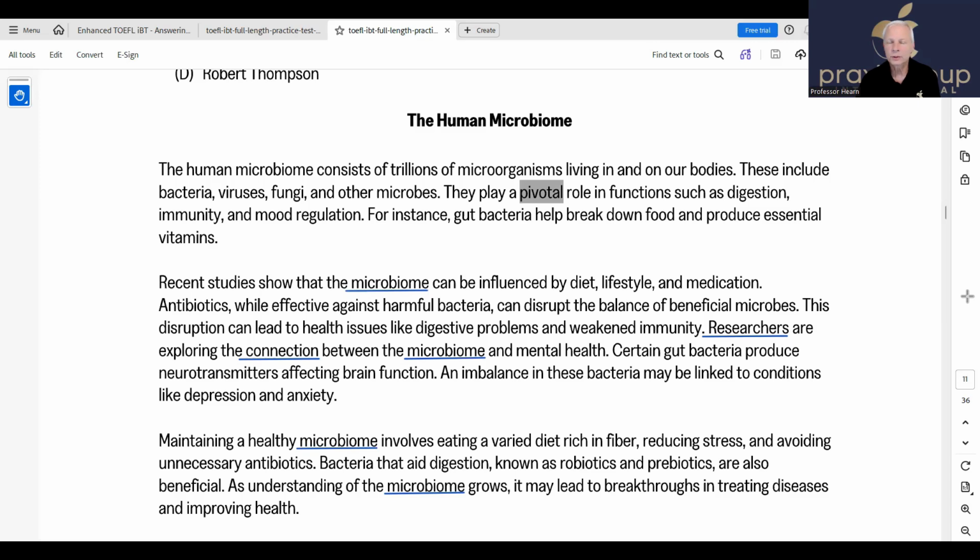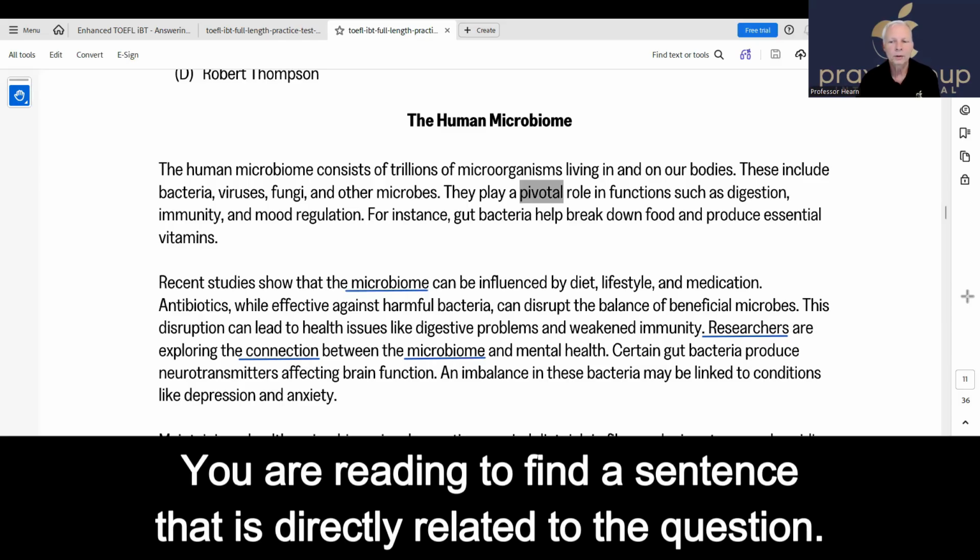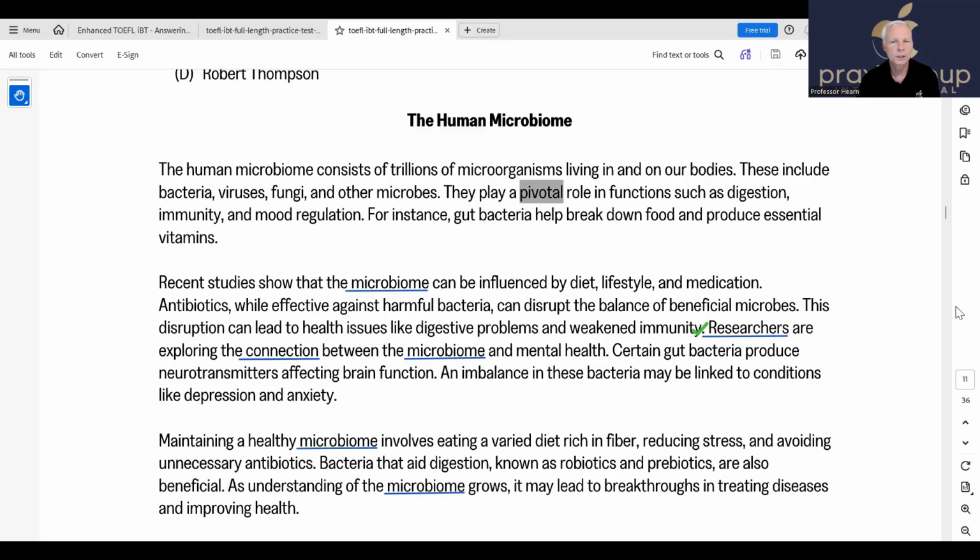We can look at this sentence to see what the general meaning is. And the sentence states, researchers are exploring the connection between the microbiome and mental health. So this sentence is a good candidate for the clue. Let's take a look at the other 2 sentences and see if they're related. The next sentence says that maintaining a healthy microbiome involves eating a varied diet rich in fiber, reducing stress, and avoiding unnecessary antibiotics. And the last sentence says, as understanding of the microbiome grows, it may lead to breakthroughs in treating diseases and improving health. Still, it looks like the second sentence is the one that is directly related to our question.